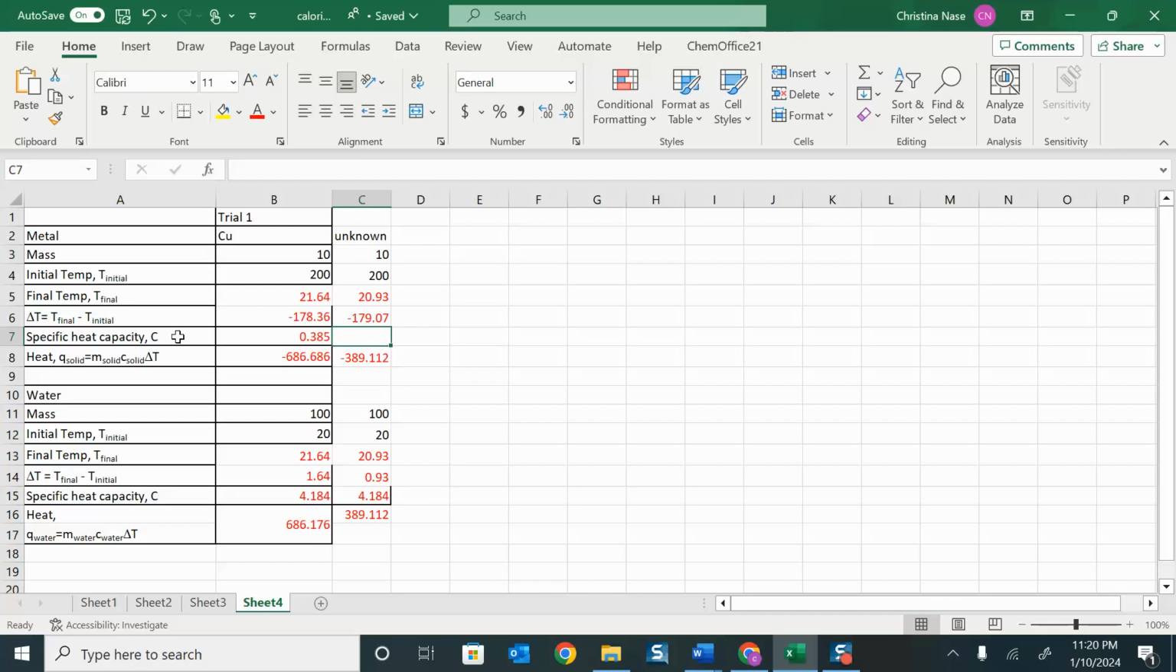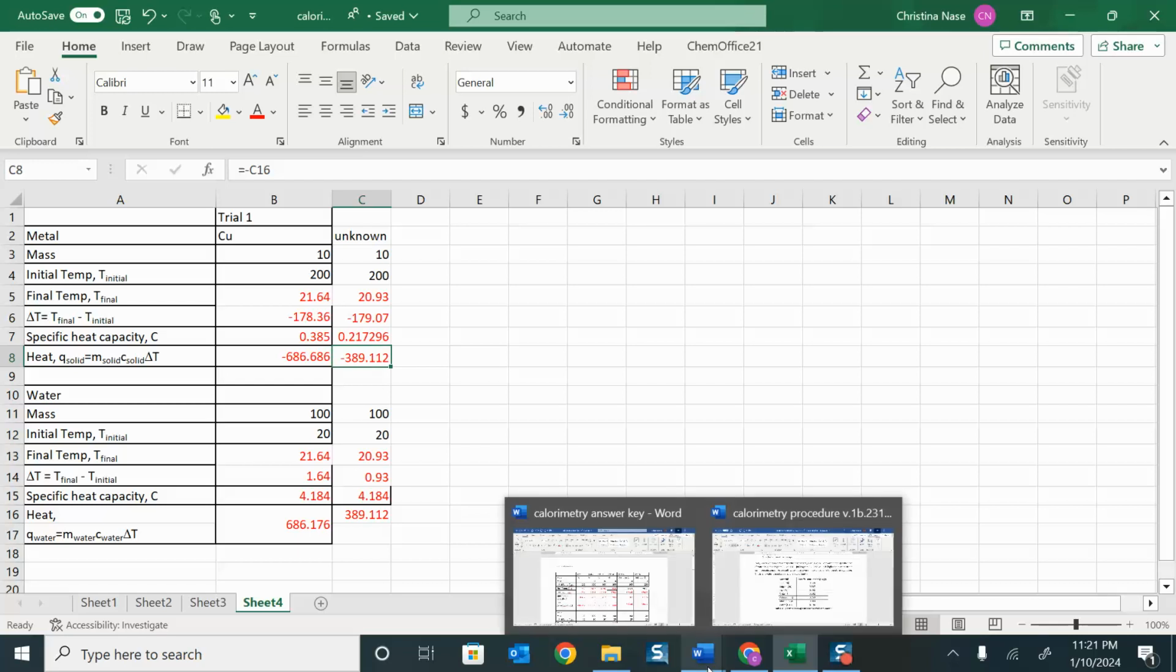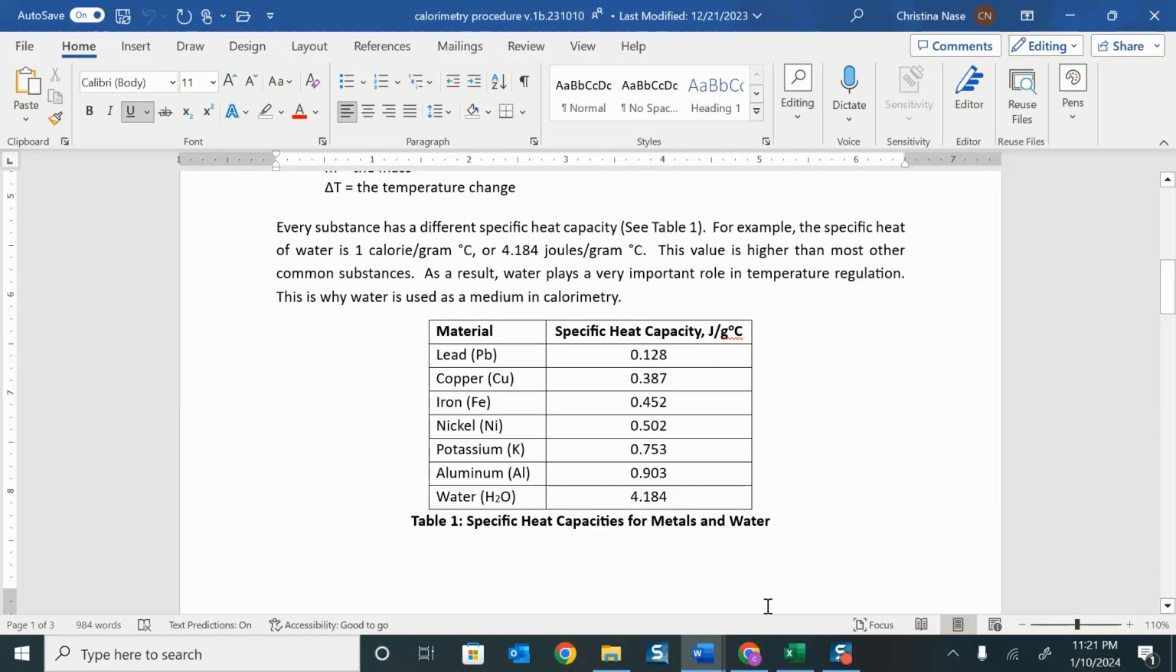So now to find the heat capacity, I use this equation again, Q equals MC delta T, but I'm going to try to solve for the C. So I'm going to divide Q by M and delta T. So I have Q, this Q here, divided by parentheses, make sure you use parentheses, the mass of this metal times the delta T of this metal, there, and I get 0.217. So let's see if that's in our table.